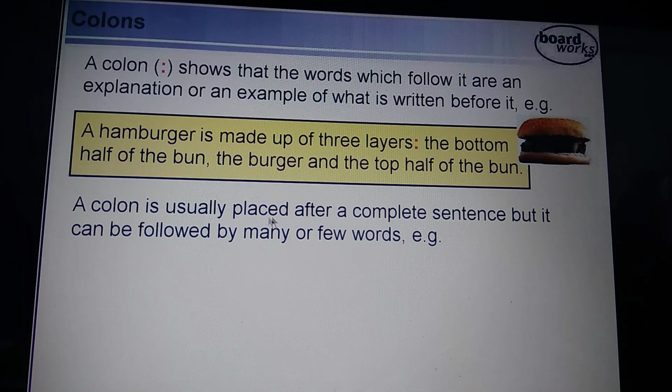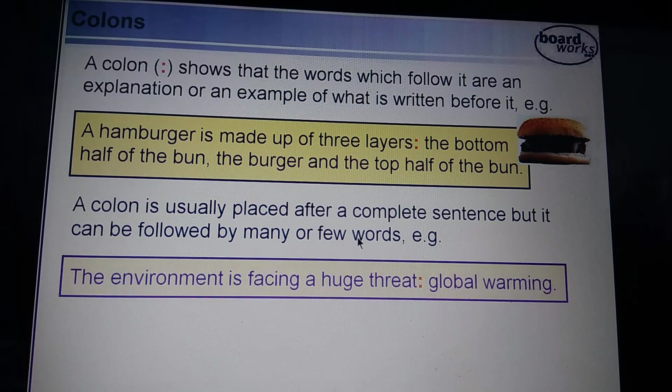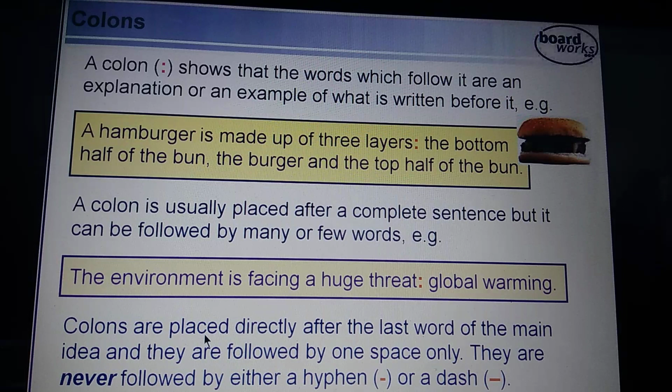A colon is usually placed after a complete sentence, but it can be followed by many words or a few words. For example, the environment is facing a huge threat. What is the threat? The colon gives the answer: global warming. Colons are placed directly after the last word of the main idea, and they are followed by one space only. They are never followed by either a hyphen or a dash.